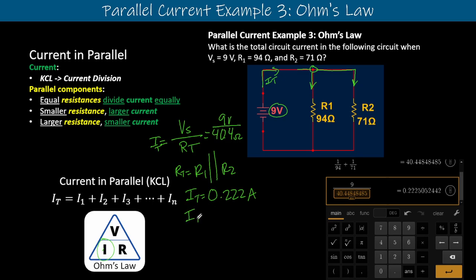We can move that into milliamps if we wanted to. We can say that IT is also equal to, move it over 1, 2, 3 to the -3 location. That way we can put our M on there. So it's 222 milliamps. All right, let us know if you have any questions.